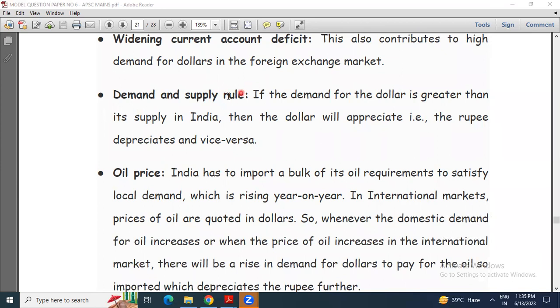Then the demand and supply rule. If the demand for the dollar is greater than its supply in India, then the dollar will appreciate. That is, the rupee will depreciate, and vice versa. So if the demand for the dollar increases, then the dollar will appreciate.